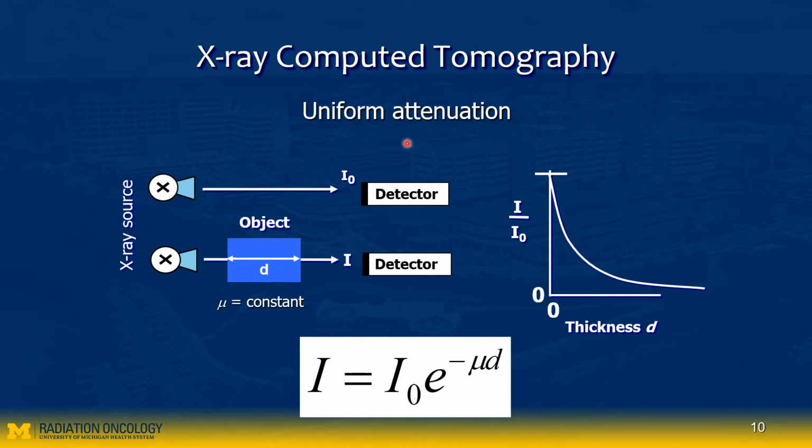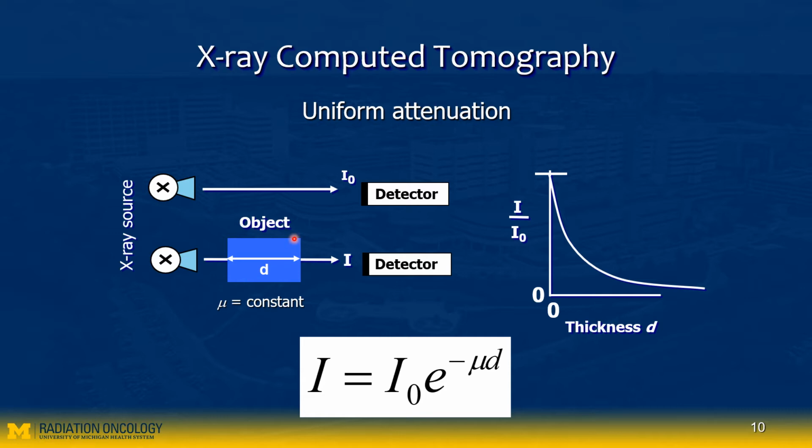So before we go into the depth of CT image reconstruction, let's talk about attenuation. What is attenuation? If you have an X-ray source to your left and a radiation detector to your right, and there's no object in the middle, assuming it's a vacuum, your initial intensity will be captured. This I naught is the intensity. There's no change in the intensity.